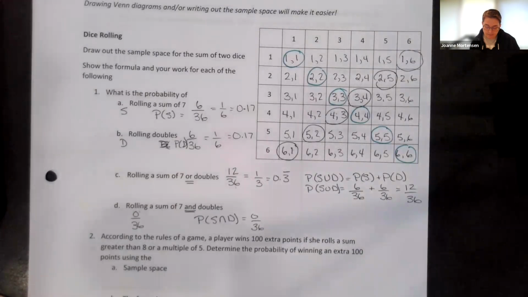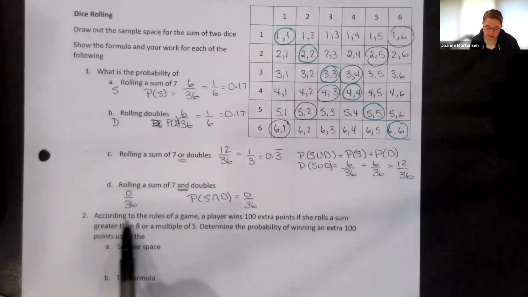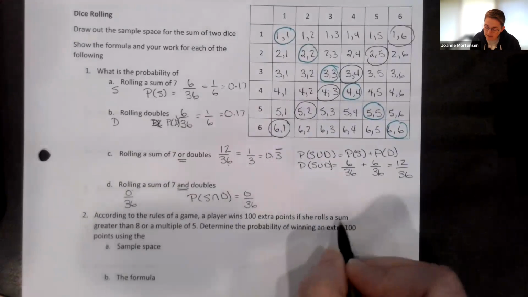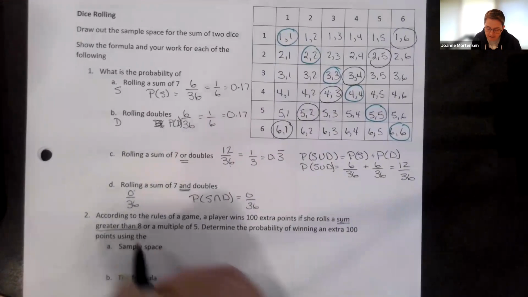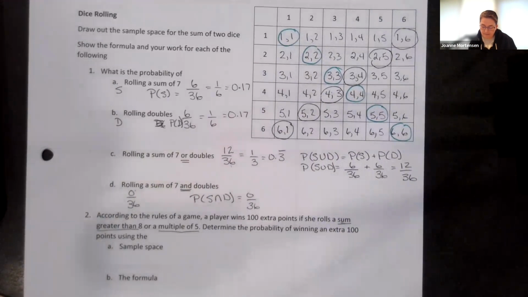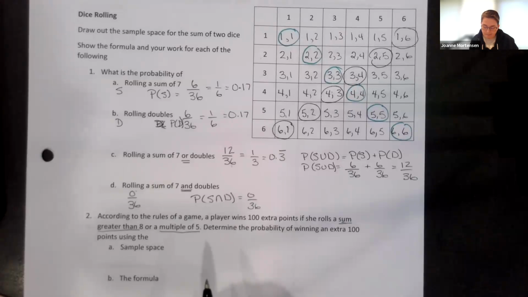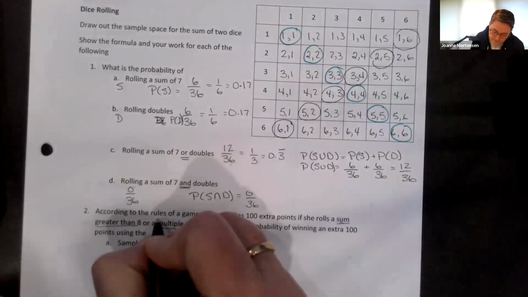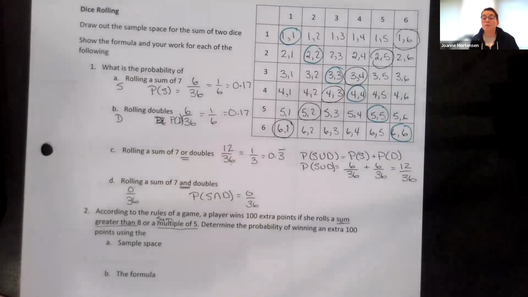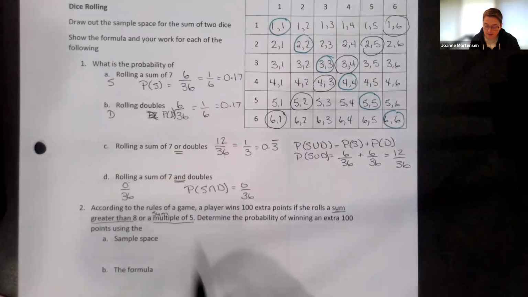All right. Next one. According to the rules of a game, a player wins 100 extra points if she rolls a sum greater than 8 or a multiple of 5. Sorry, I'm going to put the word sum in there. I'll fix all these when we go through them. Determine the probability of winning an extra 100.